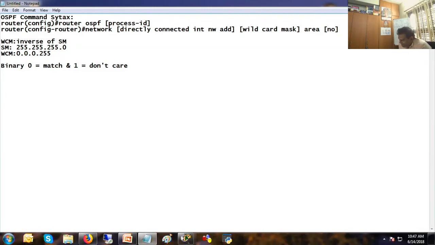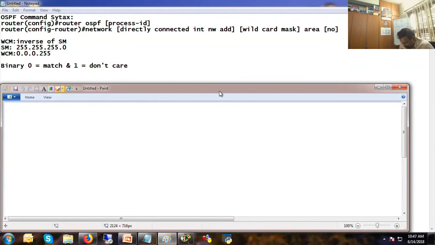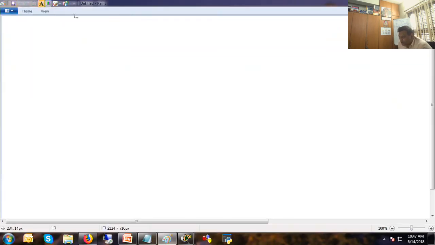Now, let us use one paint only here, easy for us. I am going to have two routers, and I am going to configure OSPF on them. So, what is the command to configure OSPF? Router OSPF. Which mode? In global mode. What is the command? Router OSPF and the process ID. Router OSPF 1.